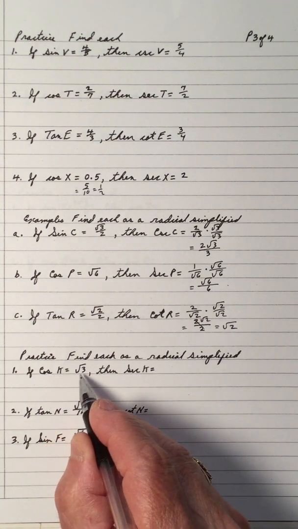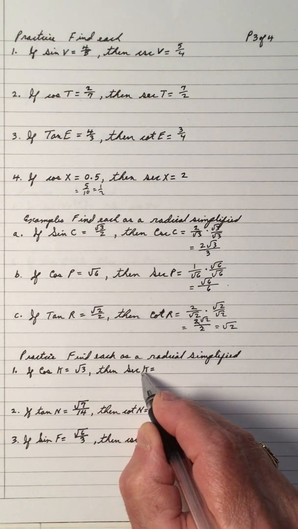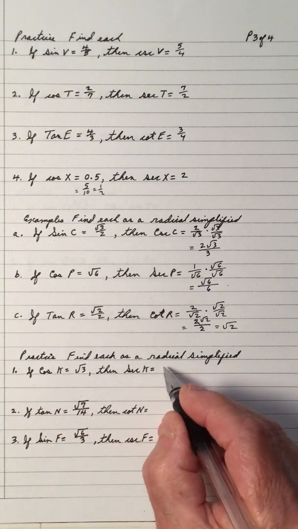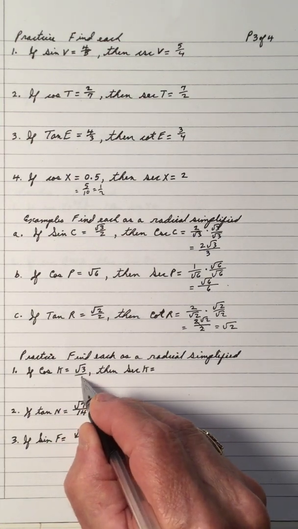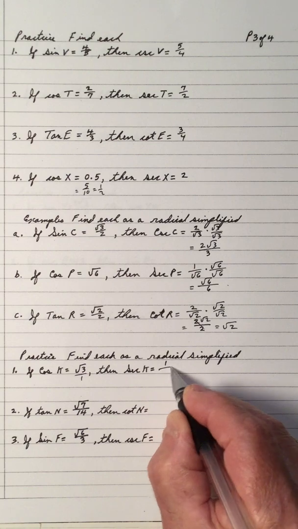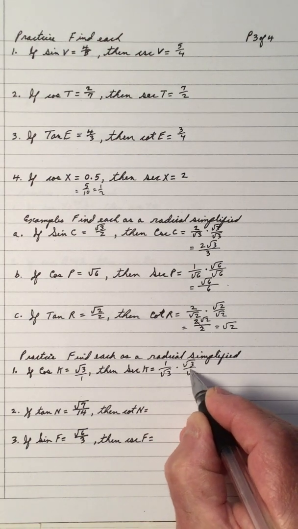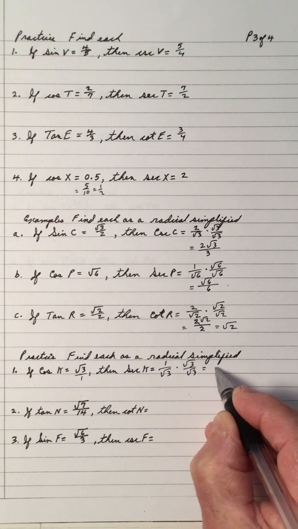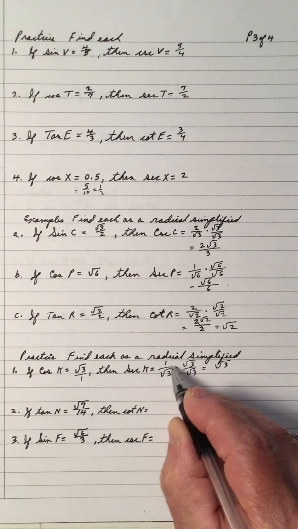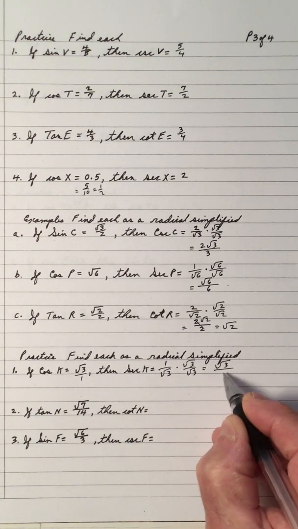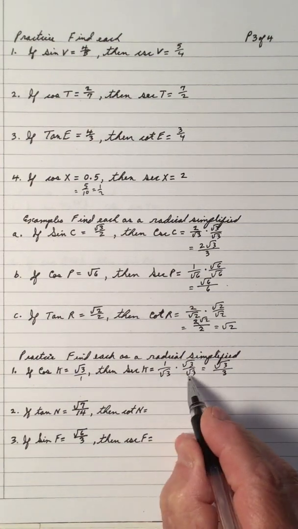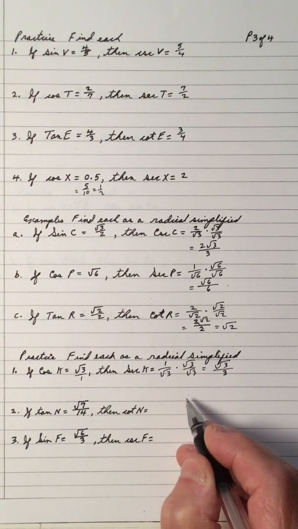The cos of k is root 3. The secant is the reciprocal, same angle, so it's root 3 over 1, so we go with 1 over root 3. Multiply it by its conjugate, root 3 over root 3, and that gives us 1 times root 3, which is root 3. Root 3 times root 3 is root 9, which is 3. Any square root multiplied by itself is that same number.